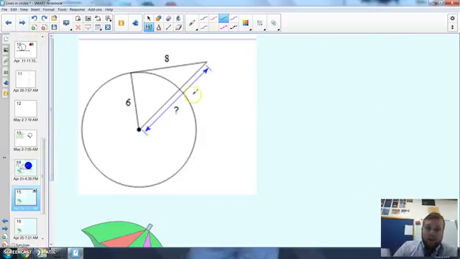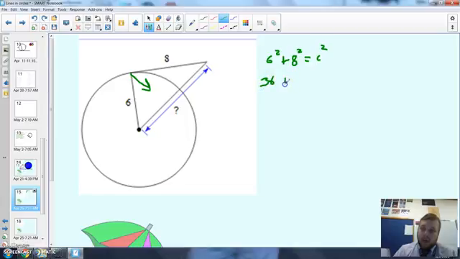Alright, next one. Got another Pythagoras' theorem. This looks like a hypotenuse again. Alright, that right angle. So I am going to go 6 squared plus the 8 squared should equal C squared. That's 36 plus 64. And everybody knows that's going to be 100 equals C squared. I'm telling you, we're going to mull through this fast.